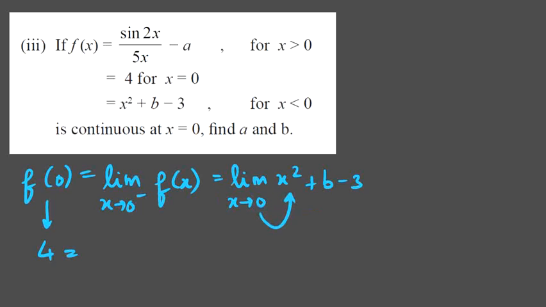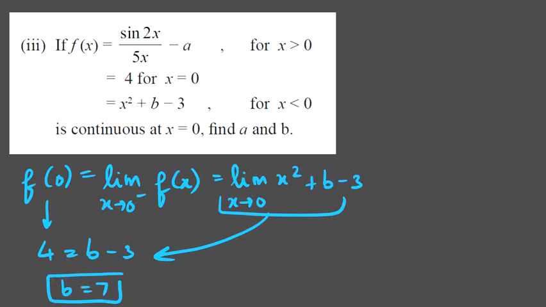To evaluate it, just put x as 0. So when you put x as 0, you get the value for this as b minus 3. So we have 4 is equal to b minus 3, that's the value of this term. So we have the value of b equal to 7. In a similar way, you can evaluate even the value for a.